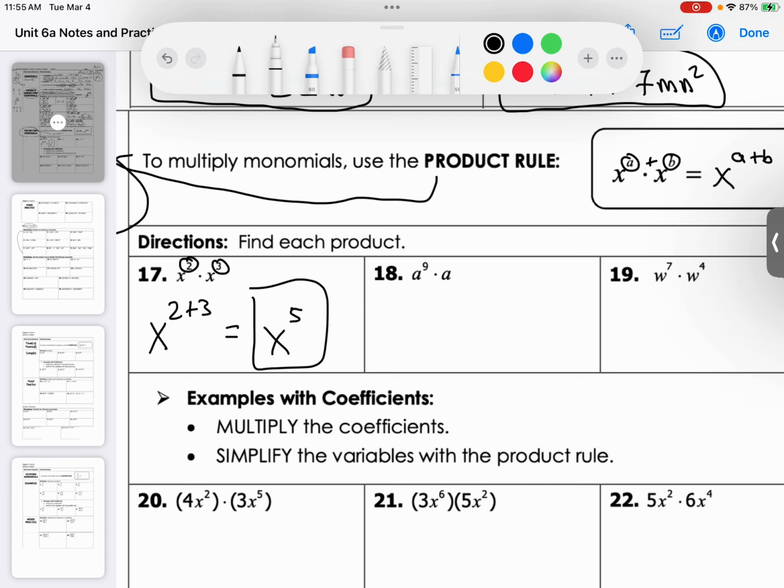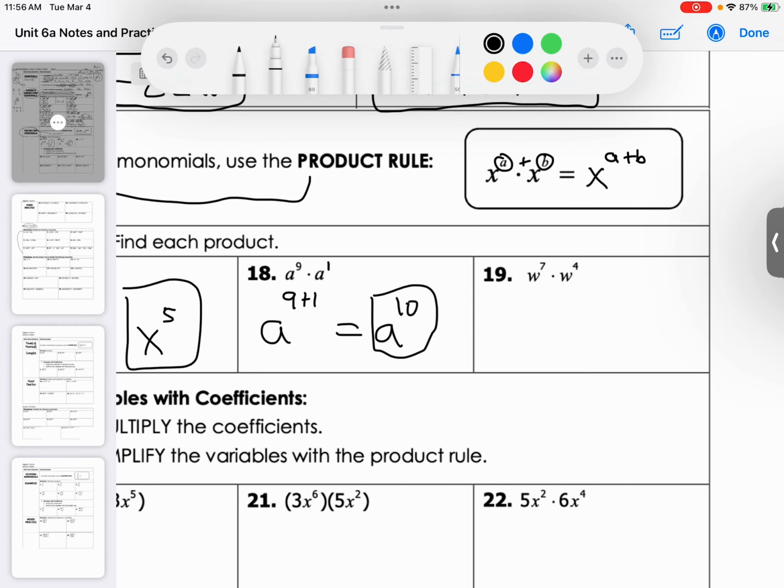Thank you. All right, I apologize for that interruption. But let's look at number 18. We have a to the power of 9 times a. Remember that this a would have a 1 for its exponent because we don't see that exponent written. So when we multiply these a's together, we add those exponents, 9 plus 1, and that will give me a to the power of 10.